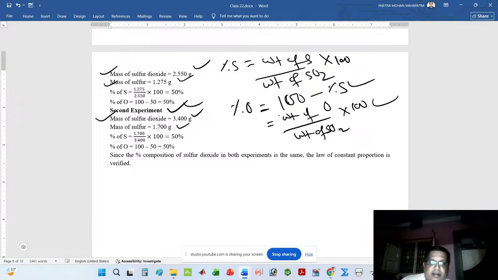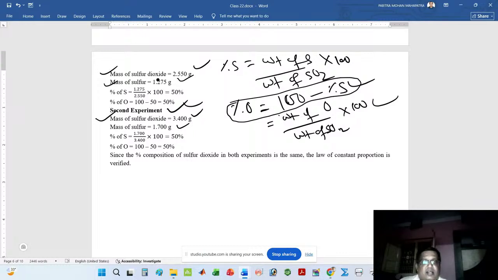As your choice, you apply this or this. I have applied this in all the cases: directly subtract the percentage of one element from 100, then you will be able to find the other element. Now look at experiment 1. Your mass of sulfur dioxide is 2.55 gram. Mass of sulfur is 1.275 gram.